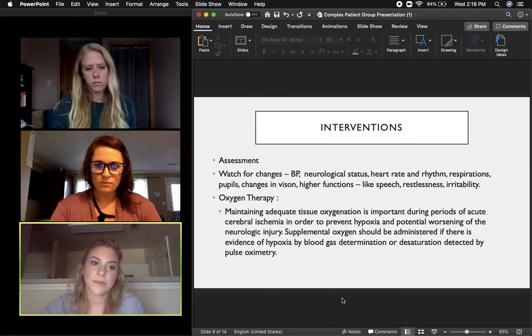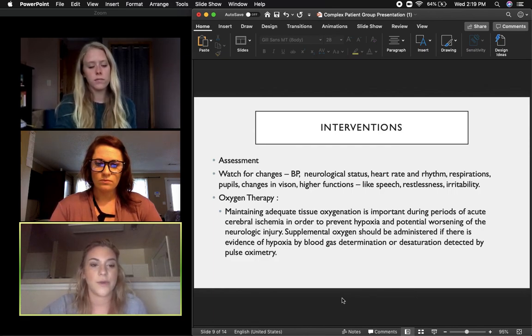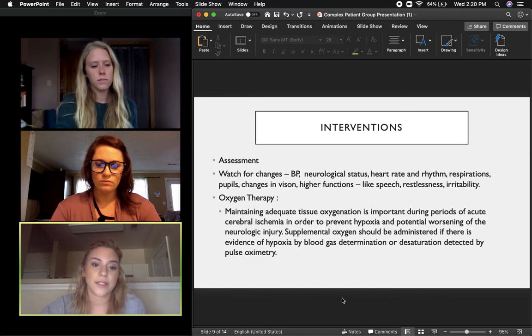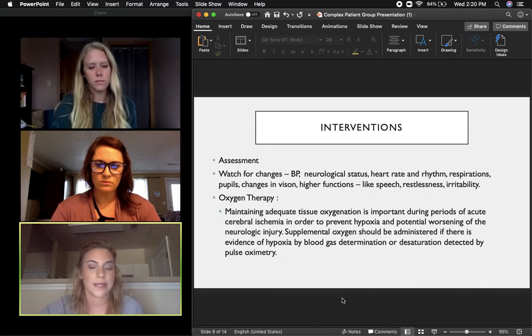We may have to implement some oxygen therapy. So it's crucial that we maintain adequate tissue oxygenation with acute cerebral ischemia. We want to prevent hypoxia and potential worsening of neurologic injury. So supplemental oxygen should be administered if there's evidence of hypoxia, which we would see by looking at those blood gases, or if we see any desaturation that's detected by the pulse oximetry.